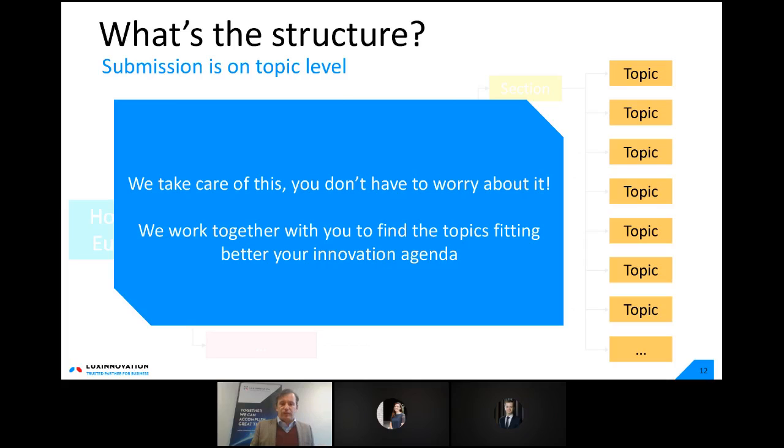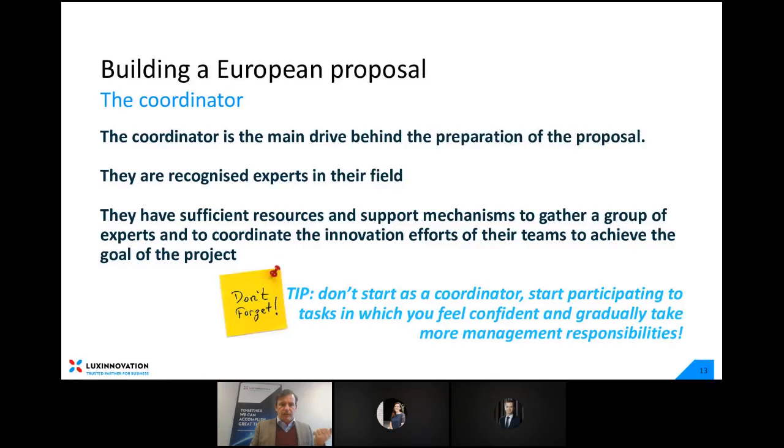Another important concept is that for each proposal that will be developed for a topic, you will have to work with a coordinator. Who is the coordinator? The coordinator is the main drive behind the preparation of the proposal. Coordinators are recognized experts in their field, and they have sufficient resources and support mechanisms to gather a group of experts and to coordinate the innovation efforts of their research team to achieve the goal of the project.